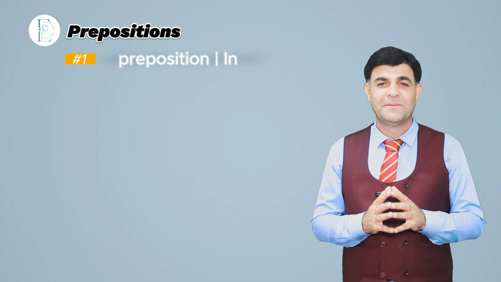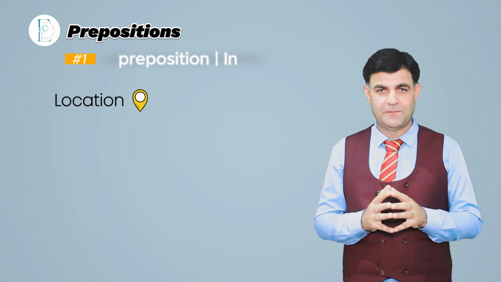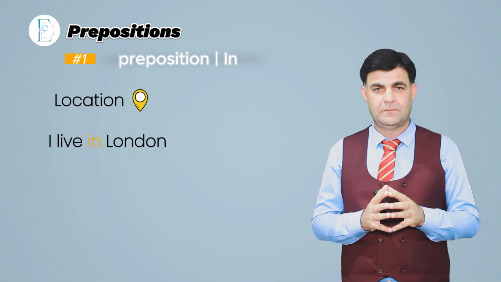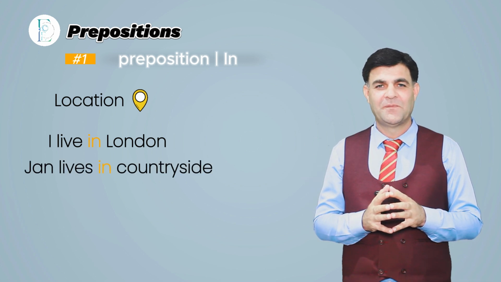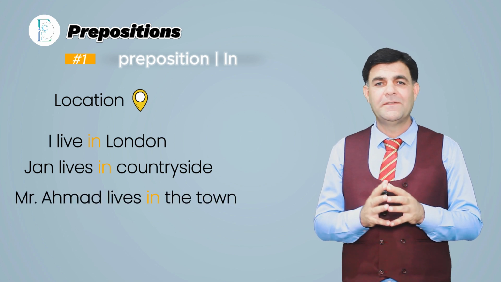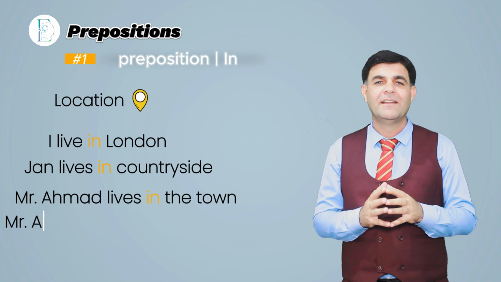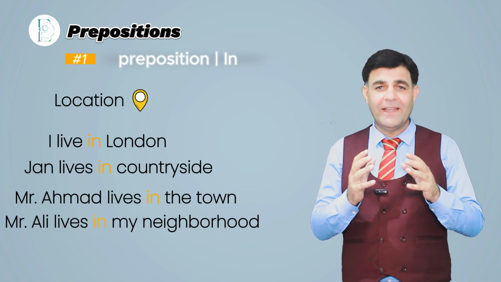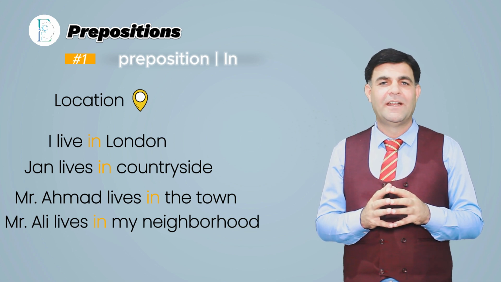Step 5. We use in for location. I live in London. Jan lives in the countryside. Mr. Ahmed lives in the town. Mr. Ali lives in my neighborhood. So in generally can be used for location.